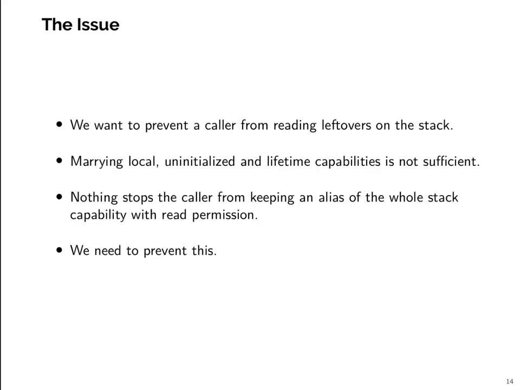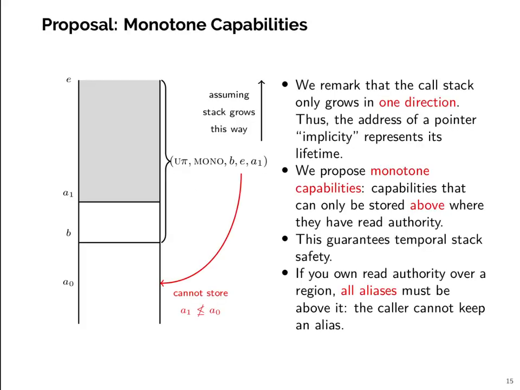But to solve the use after free issue that I mentioned, we need to be able to stop the caller from keeping an alias with read authority over the whole stack. And even by combining all those capabilities, it is not sufficient to be able to enforce this. So what I propose is a new kind of capabilities that we call monotone capabilities, which I believe can be implemented in hardware.